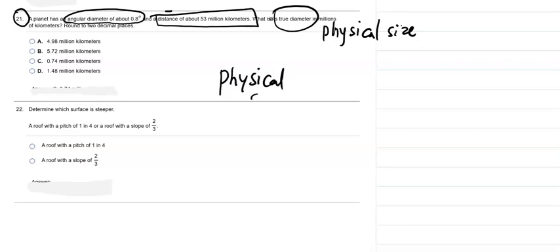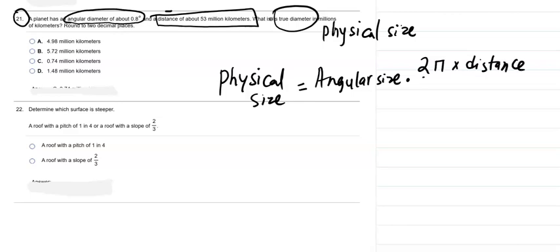So you've got to find the true diameter. That means you've got to find the true physical size of that planet. Again, you refer to the formula on the chart. The formula for physical size equals angular size, which is 0.8 degree in this case, times 2 pi times distance, which is 53 million kilometer, divided by 360 degree. That's the formula.